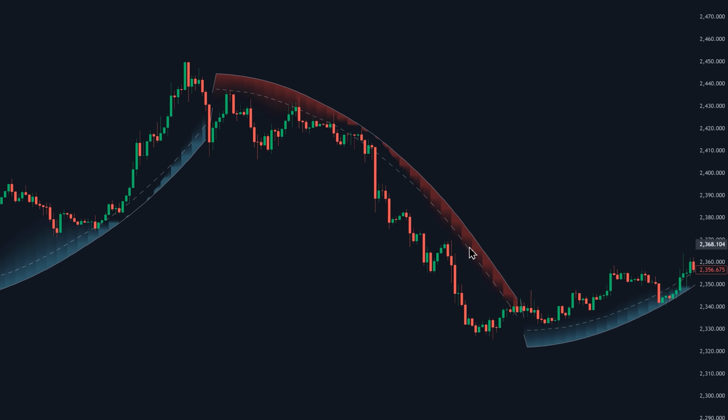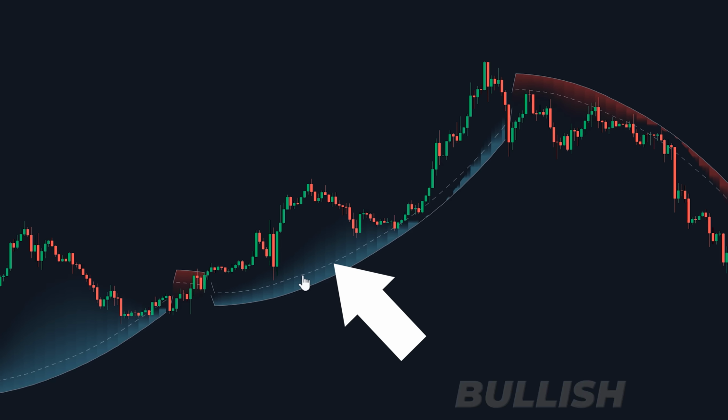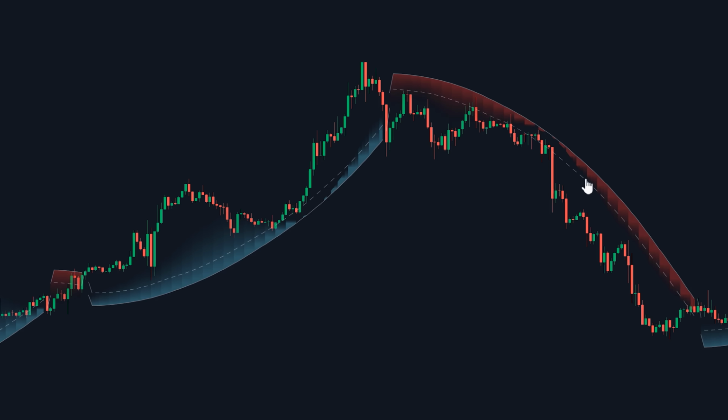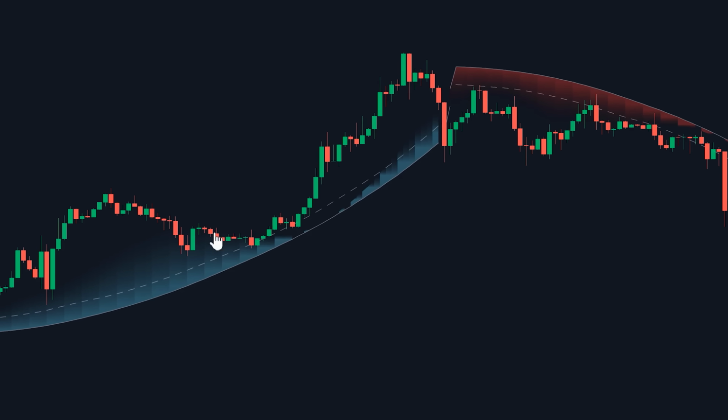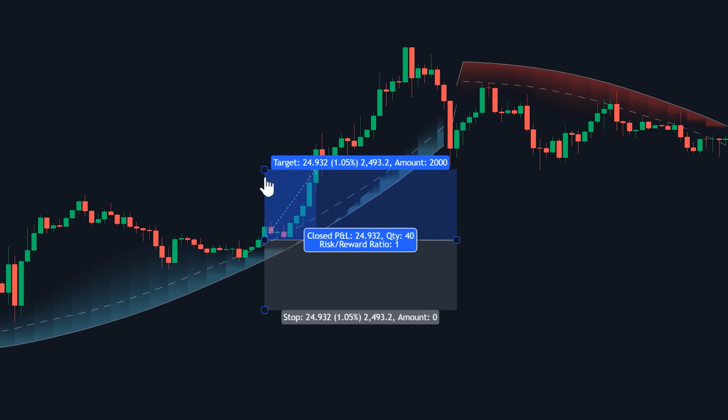A red cloud with the price trading under it indicates that the market is bearish. Conversely, a green cloud with the price trading above it indicates that the market is bullish. We also have this dashed line that can be used as a bounce-off area in the market. For example, in a bullish trend, instead of taking positions just randomly, you may want to wait for the price to come back down and bounce off the dashed line before taking your long positions.